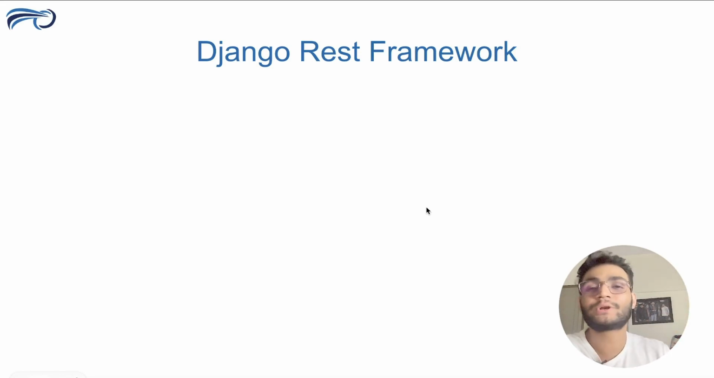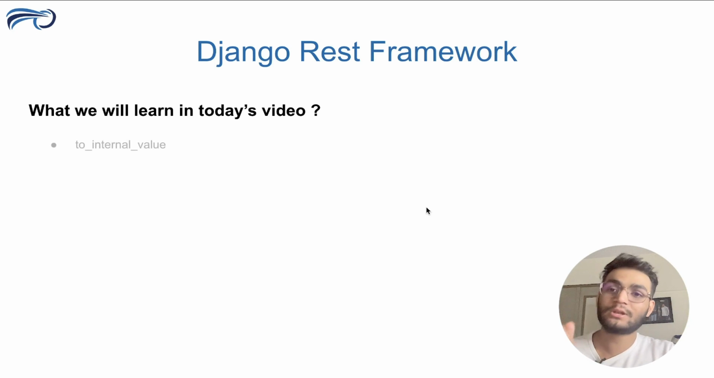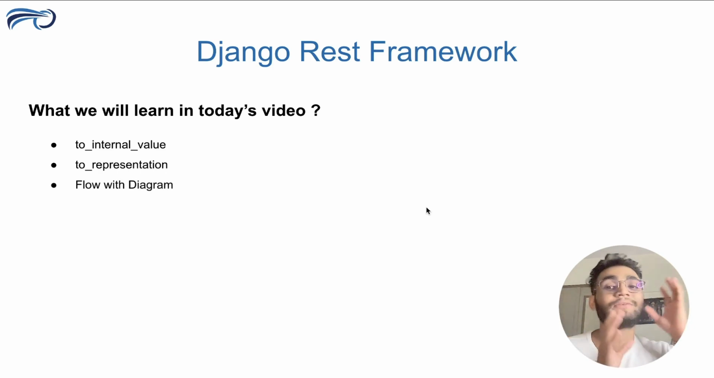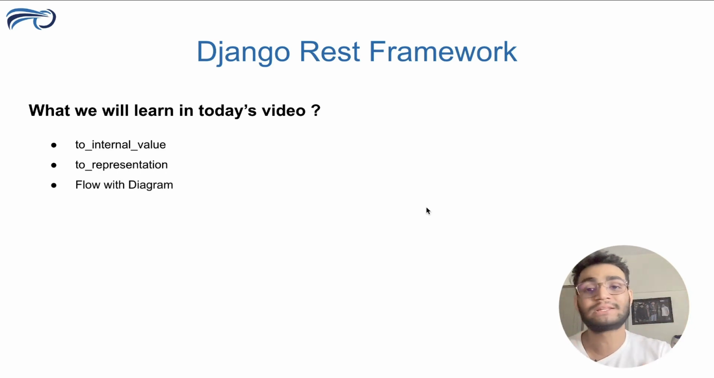In today's video, we are going to understand two very important functions inside the serializer, which are to_internal_value and to_representation. After understanding them, we'll understand that with the flow diagram, which will also include the validations and the create and update methods inside the serializer. After understanding all this theory, we'll write the code and understand them practically.